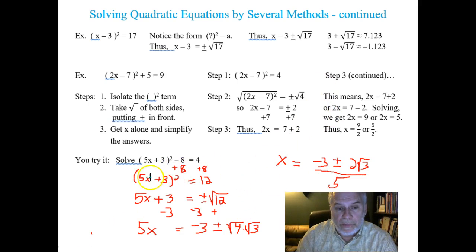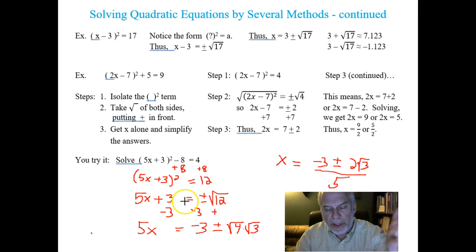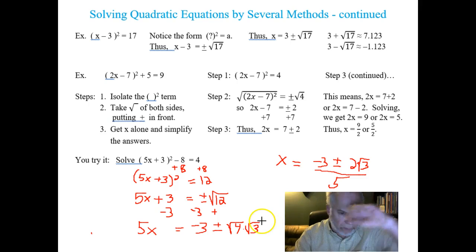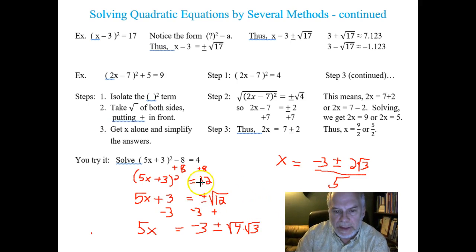Okay, so the first thing you want to do is move the negative 8 over to the right side. So we're going to add 8 to both sides. You get (5x plus 3) squared equals 12. Now you have your parentheses squared isolated, so you can take the square root of both sides. It gives you 5x plus 3 on the left side because it removes the squaring. Remember, square root and squaring just remove each other. And on the right side, you put plus or minus the square root of 12.